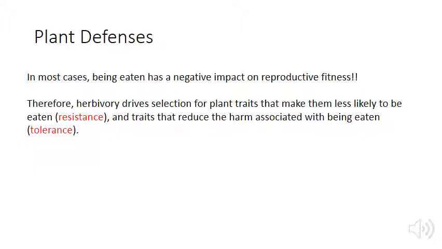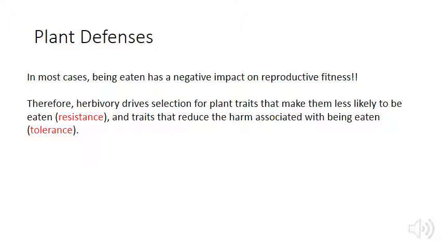So although there are exceptions, like in the case of overcompensation, it's not surprising to know that in most cases being eaten has a negative impact on reproductive fitness. So as a result, herbivory has driven selection for a huge diversity of defensive traits in plants. And these traits can generally be placed into two major categories.